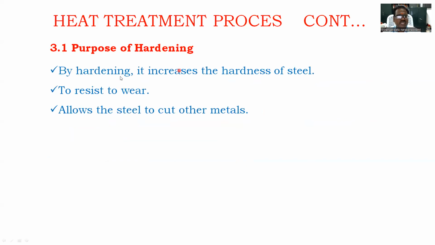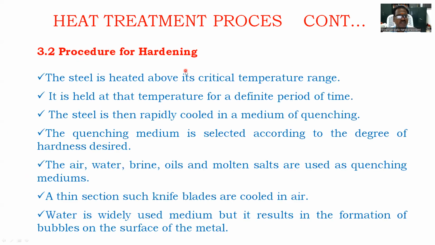The purpose of hardening: it increases the hardness of steel to resist wear and allows the steel to cut other metals. The procedure for hardening: the steel is heated above its critical temperature range. It is held at that temperature for a definite period of time. The steel is then rapidly cooled in a quenching medium. The quenching medium is selected according to the degree of hardness desired.